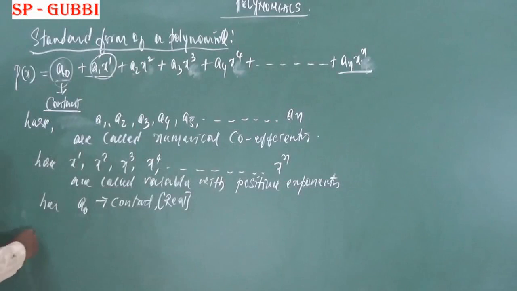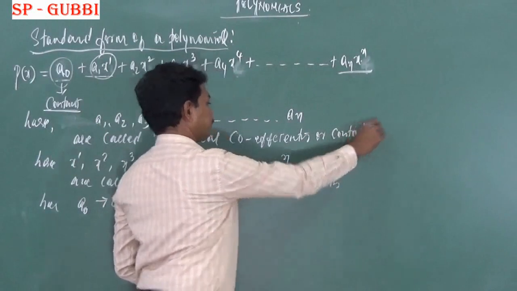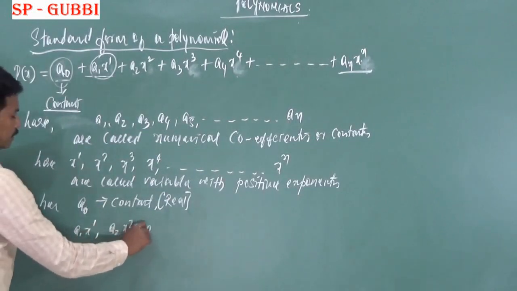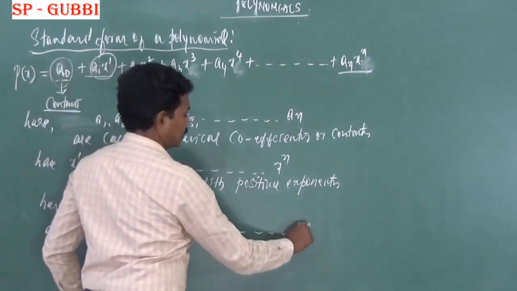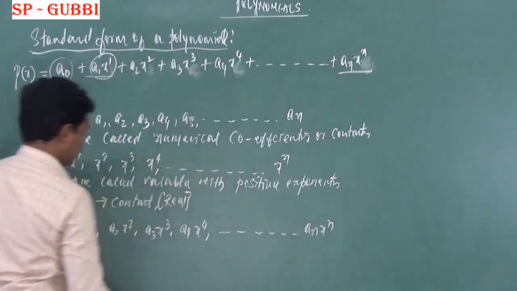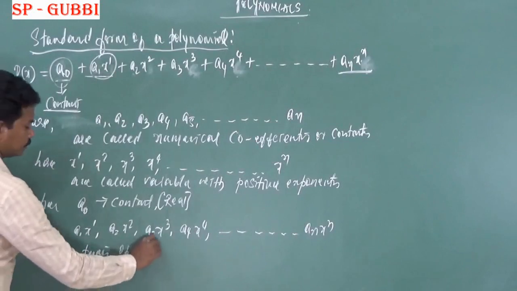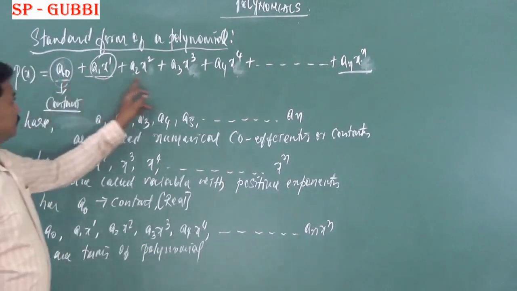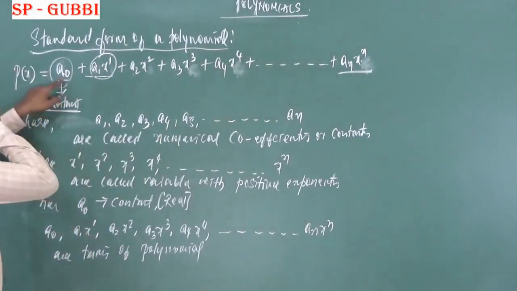Numerical coefficients or constants, you can also use either word here. So here a base 0, a1 x to the power 1, a2 x square, a3 x cube, a4 x to the power 4, dot dot dot, a_n x to the power n are the terms of the polynomial. This is very important. So once again, this is the general form or standard form of a polynomial. a base 0 is called a constant.